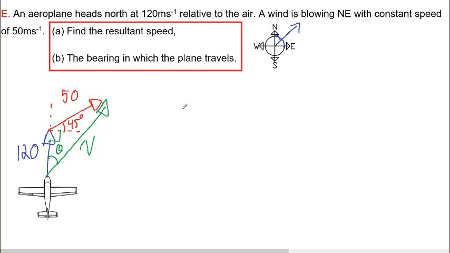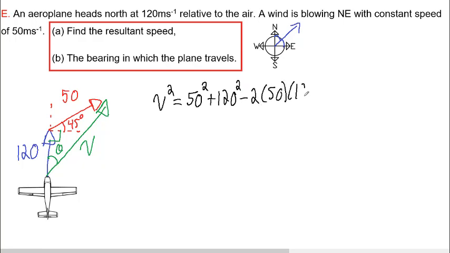So going back to our equations, again we're going to start with the cosine rule. The cosine rule states that v squared, the missing one we're looking for, is equal to the other two squared, so 50 squared plus 120 squared minus 2 multiplied by these two sides here, multiplied by cosine of the angle opposite the v. Opposite the v is 135, and that's why we did it, because we know that angle, we don't know any other angles.